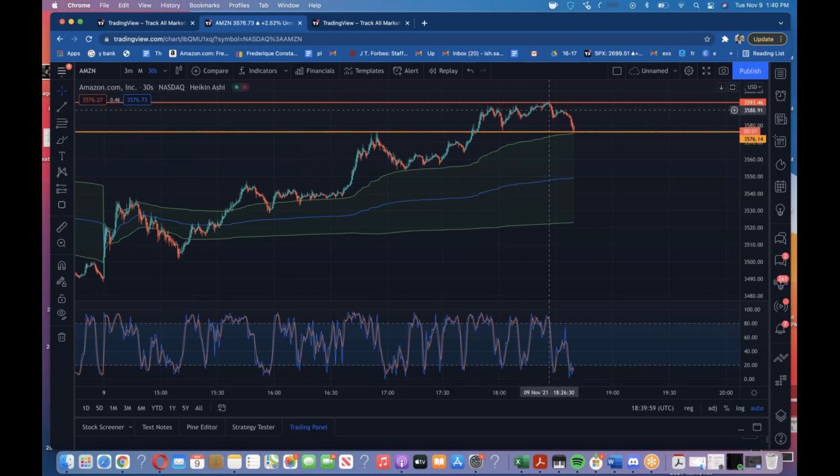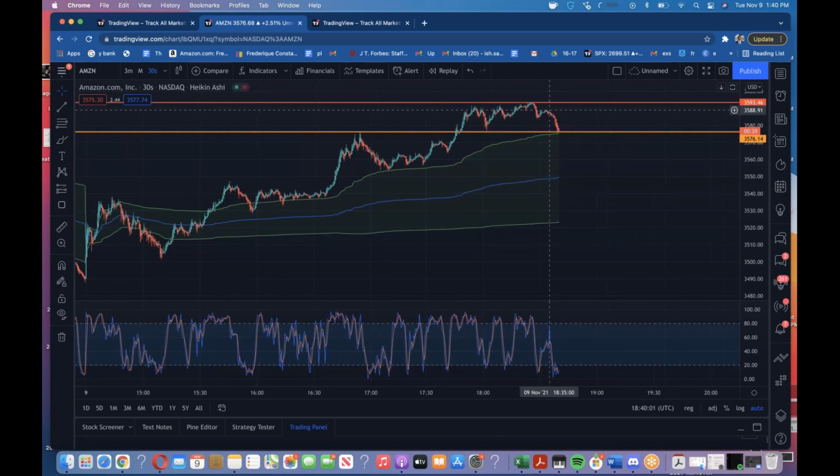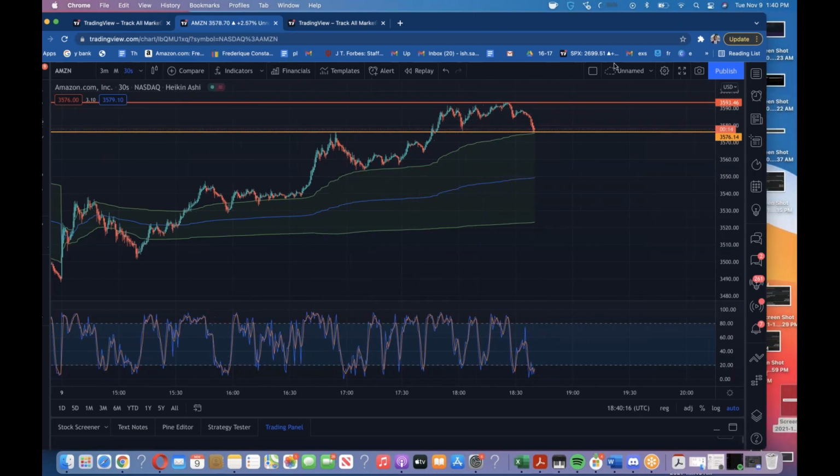So those are just the main basics here, guys, on the setup of the chart. If I'm missing anything, just let me know. But I just review quickly: Heikin-Ashi candles, dark themes, stochastics, VWAP, and I think that is about it in the 30-second charts.